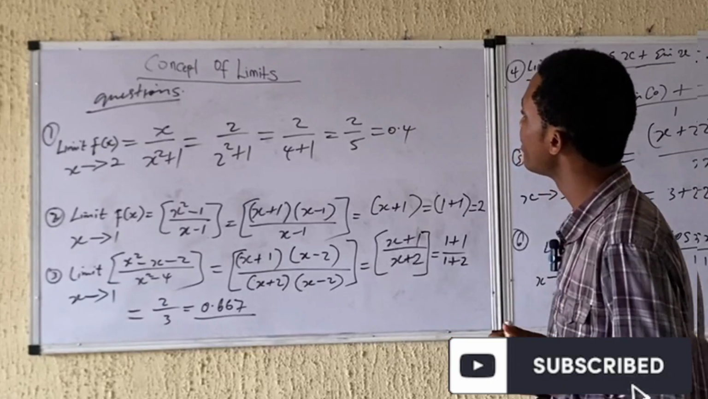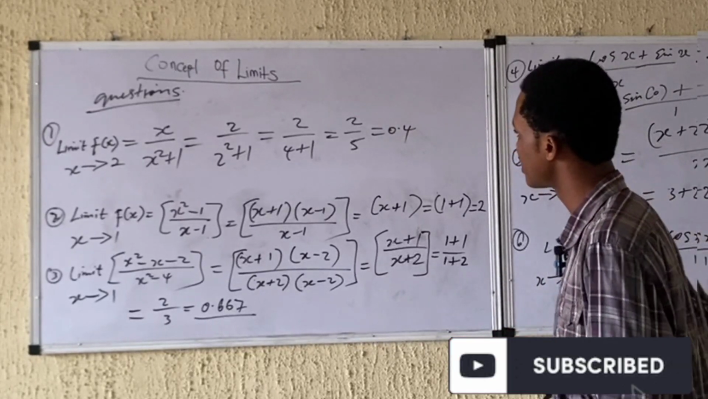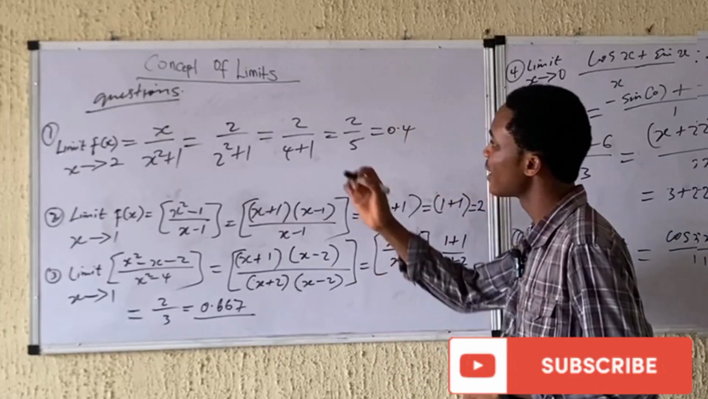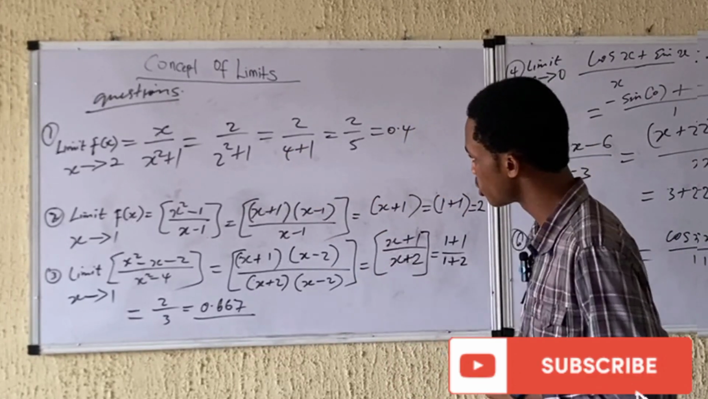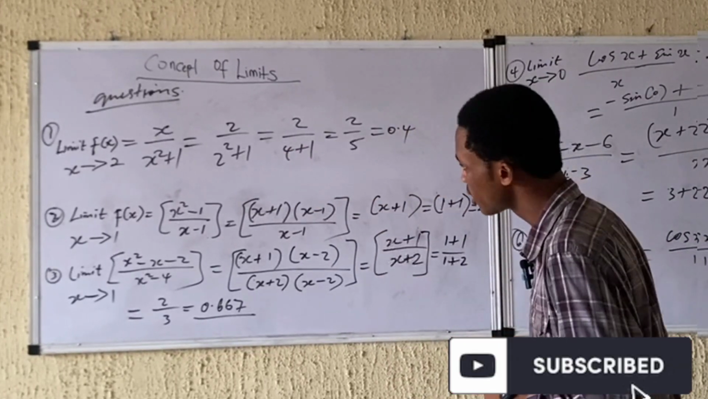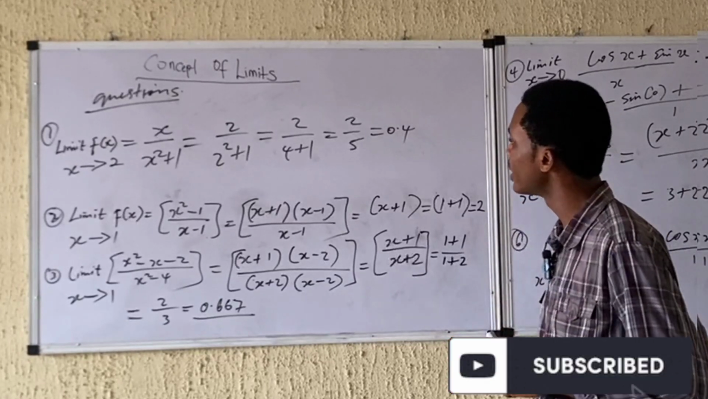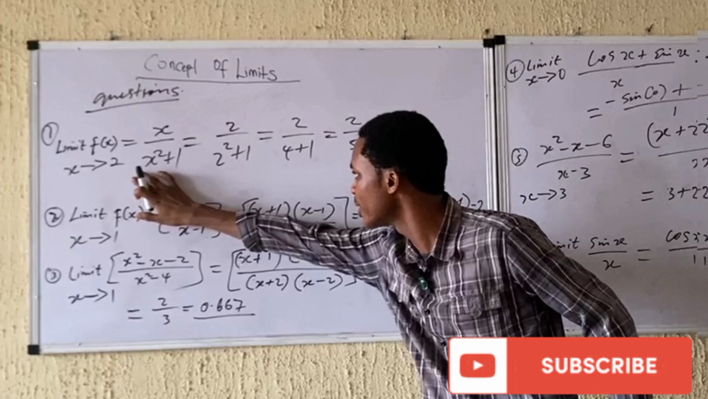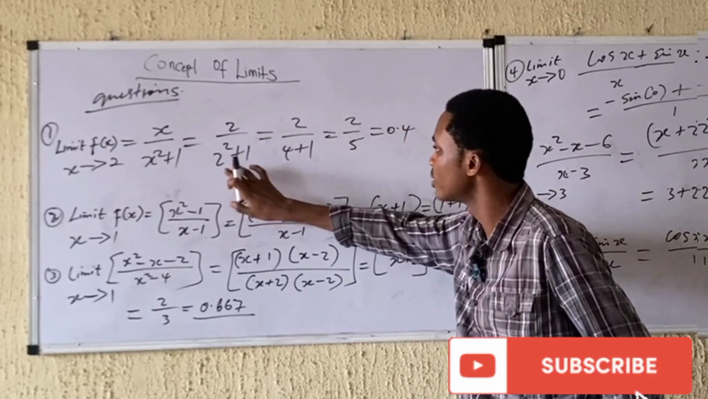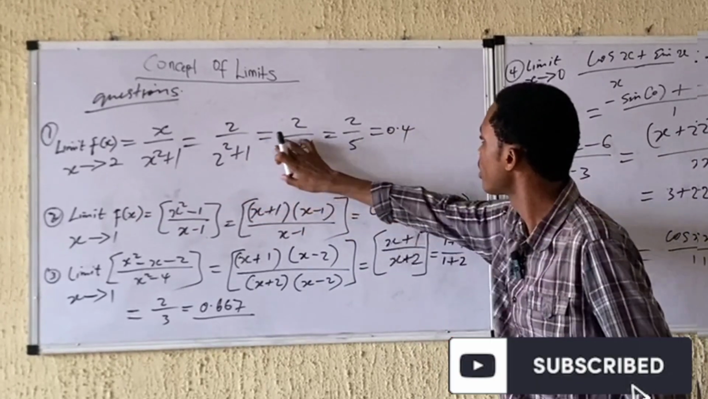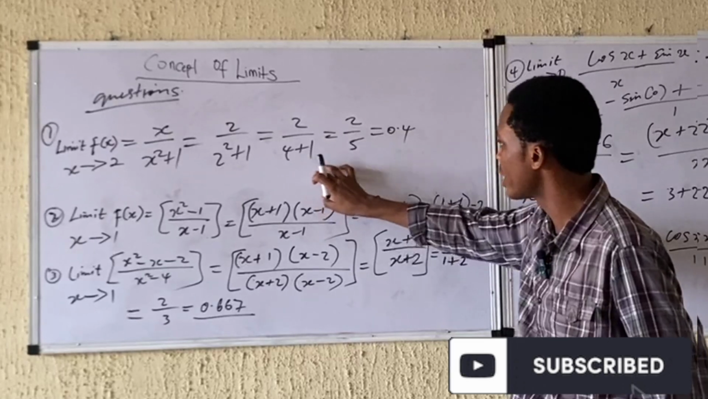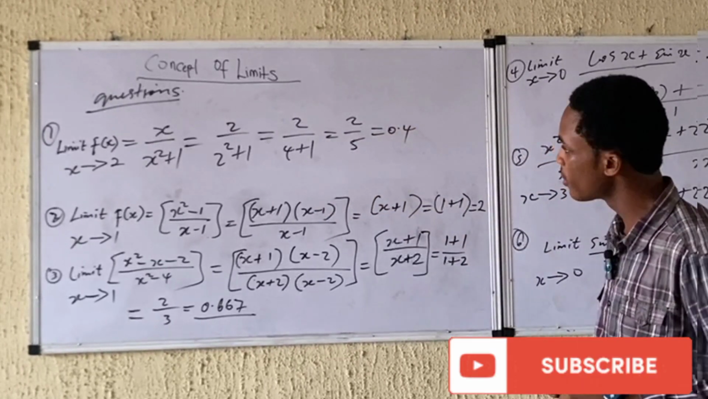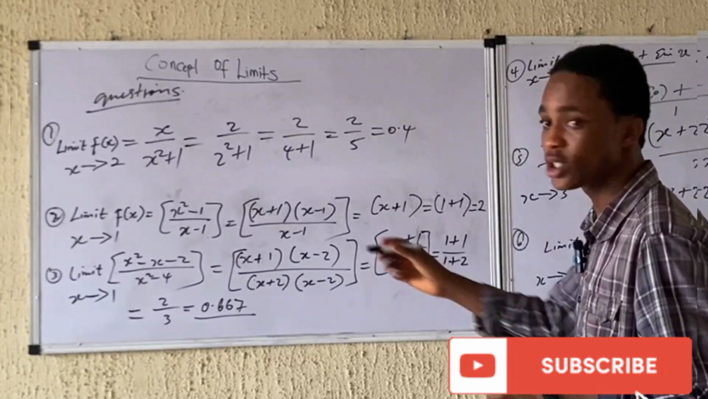Okay, on that limit, these are the possible questions you might see or encounter. Now, question 1: the limit of f of x when x approaches 2, equals x all over x squared plus 1. Now, wherever you see x, you should replace it by 2. 2 all over 2 squared plus 1, equals 2 all over 4 plus 1, equals 2 all over 5. 2 divided by 5 will give you 0.4. That is it.